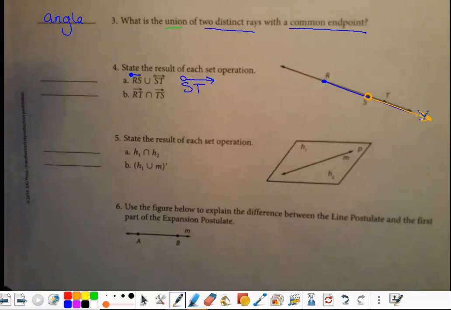You don't put an open circle over it. You put RT. Okay, and so it says, what is the union? Union means we're bringing them together. So we're combining them. So what do they combine to be? Okay, so RT. All right, we can use RT.